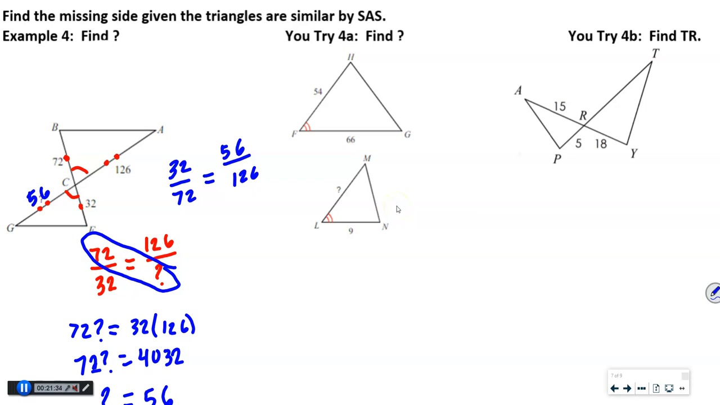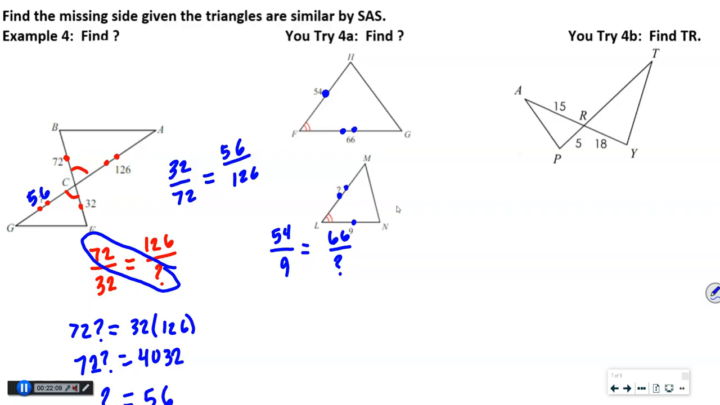So here again, I've got a short side and a longer side, and this one looks longer to me and this one looks shorter, okay? So we're going to do 54 over 9, and that's going to be equal to 66 over our question mark. So 9 into 54 is 6, right? What into 66 is 6? 11, right? So let's just double check that. I think that question mark is going to be 11.